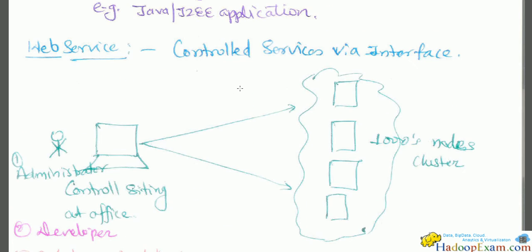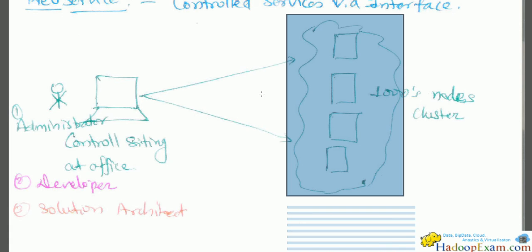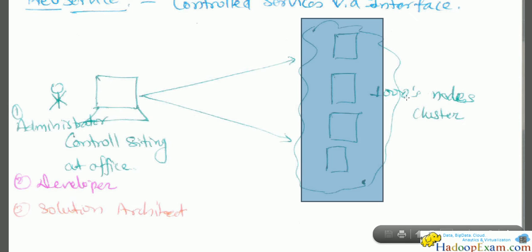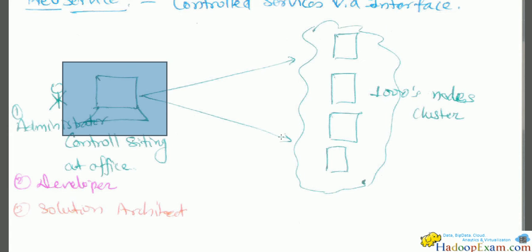Why is it known as web service? Because their services are controlled by the web interface. I would say this is the area of Amazon Web Services. All those instances are here, and you sitting in your office or your home are controlling this entire infrastructure of AWS. Like you have created a 1,000 node cluster and you are deploying your application on the 1,000 nodes, and you are just sitting at your home using one web interface. You can control this entire infrastructure.